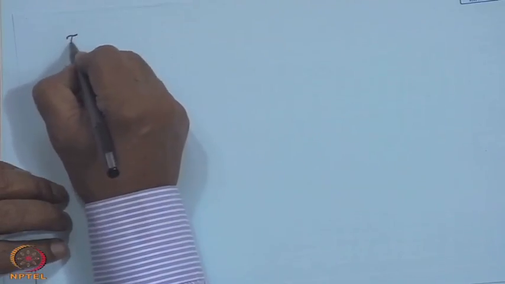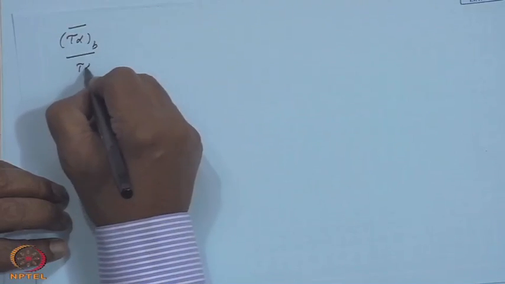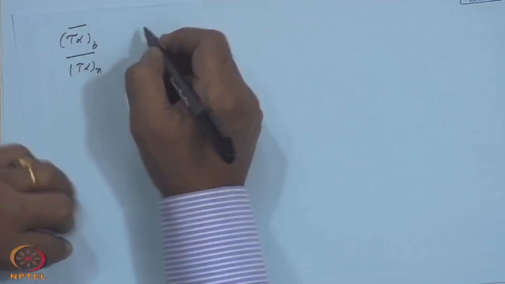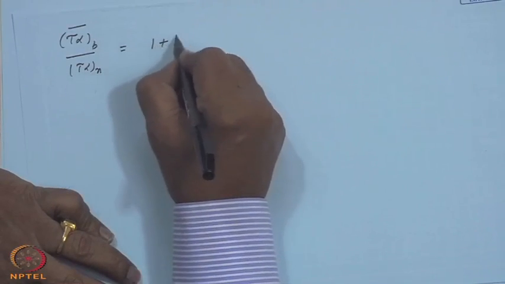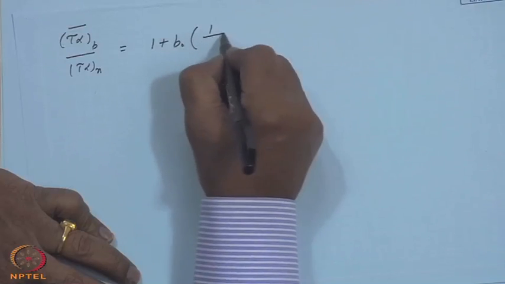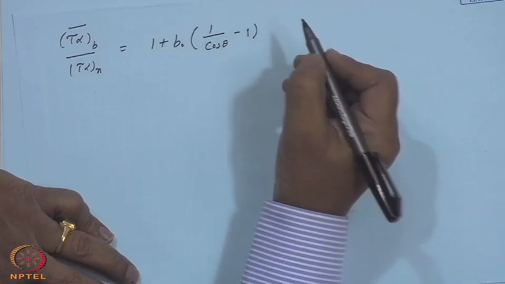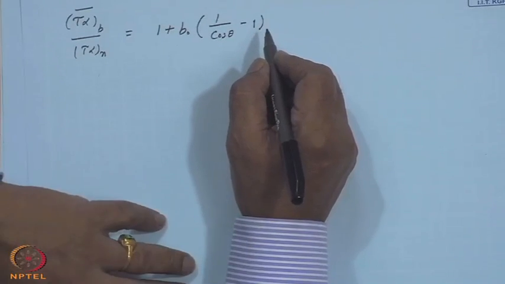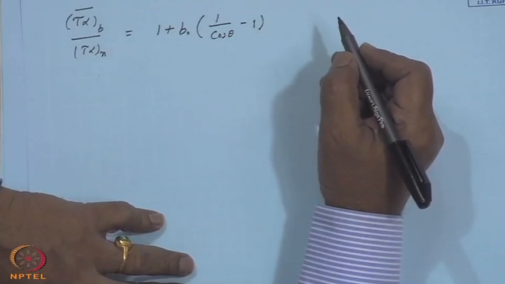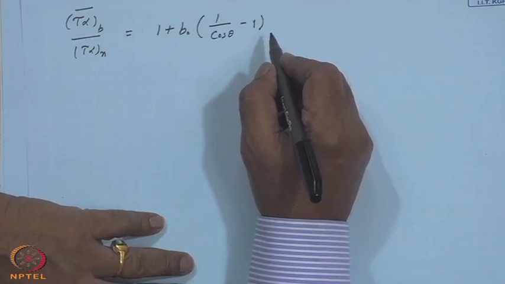So, what we get now is each one of them. So, tau alpha bar b by tau alpha n, which will turn out to be in the relation 1 plus b 0 into 1 by cos theta minus 1. So, I made the calculations. The data is not given whether it is a 1 glass cover or a 2 glass cover collector. We will see what difference it makes.